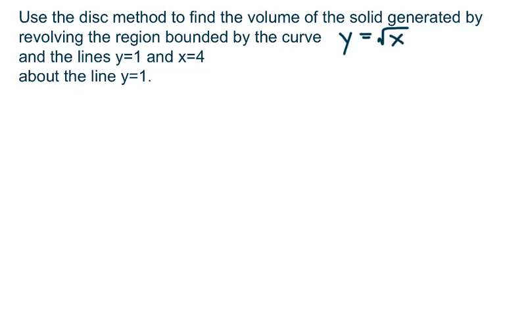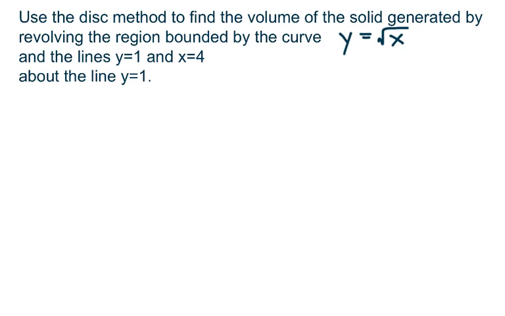In this example, we're going to use the disk method to find the volume of the solid generated by revolving the region bounded by this curve, y equals the square root of x, and also bounded by the lines y equals 1 and x equals 4. And instead of rotating it about the axis, we're going to rotate it about the line y equals 1.